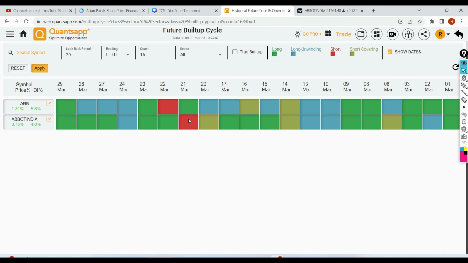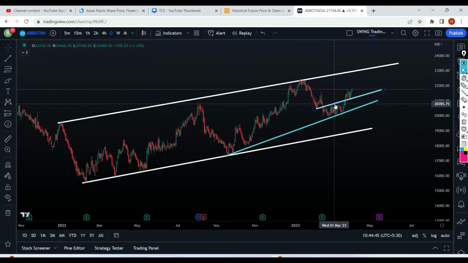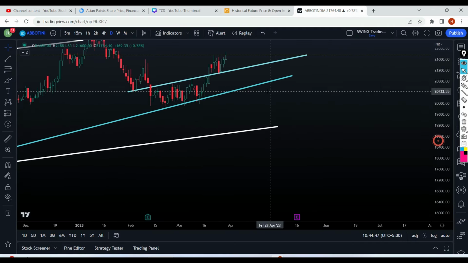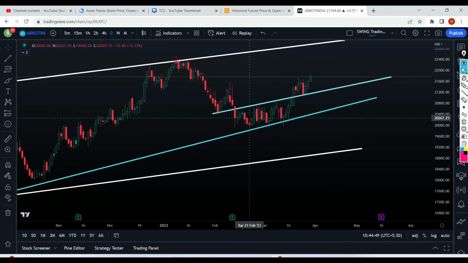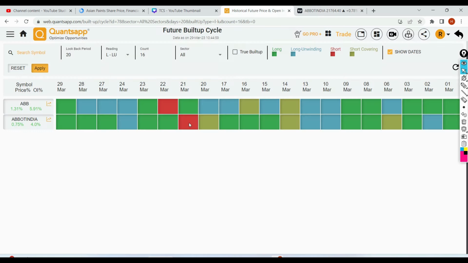About India, 22nd, what was that? Yeah, 21st March. Okay, let's see what happened on 21st March. Let me zoom this. Where is the 21st March? Okay, this is what, guys. So 21st March, the market fell. And check, after 21st March, there were continuously longs or long unwinding getting built up, right?